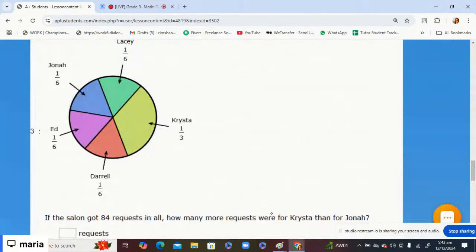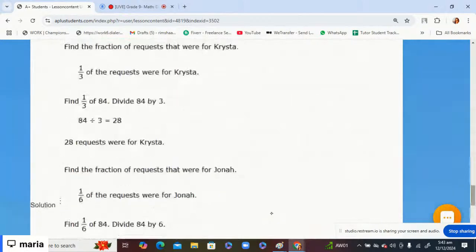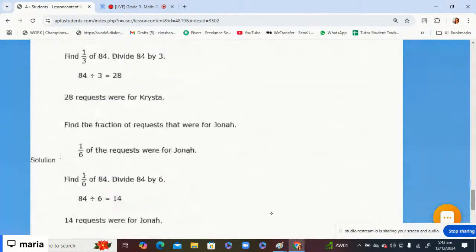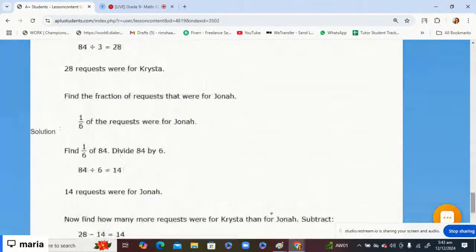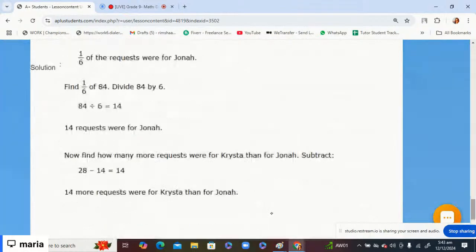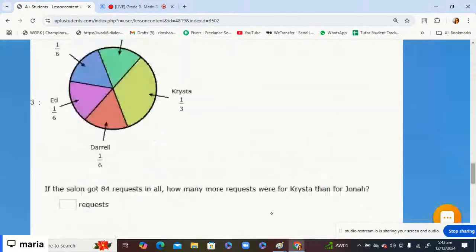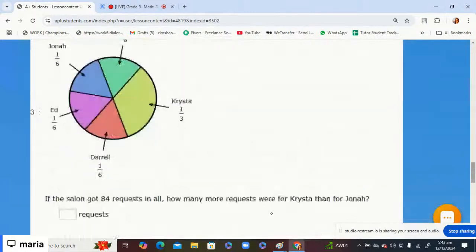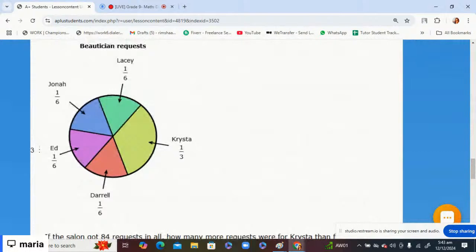1 by 3 for Krista, finding 1 by 3 of 84, then 1 by 6 of 84. What is the answer of 1 by 3 of 84? It's 28. And what is the answer of 1 by 6 of 84? This is 14. Now subtract 28 minus 14. That's it. Okay. If two things are given, then just simply multiply and then you can write the answer for that.